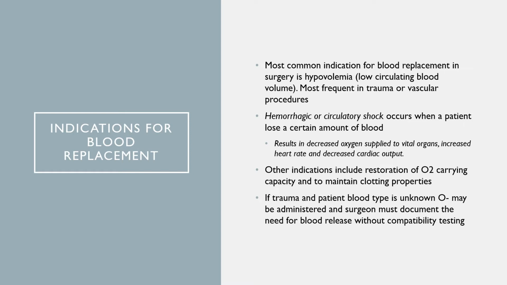Okay, the most common indication for blood replacement in surgery is going to be hypovolemia, which is a low circulating blood volume. And it's most frequently going to occur in trauma or vascular procedures. Hemorrhagic, otherwise known as circulatory shock, occurs when a patient loses a certain amount of blood. It results in decreased oxygen supplied to the vital organs. We'll see an increased heart rate and decreased cardiac output. Other indications can include the restoration of oxygen carrying capacity and to maintain some clotting properties.